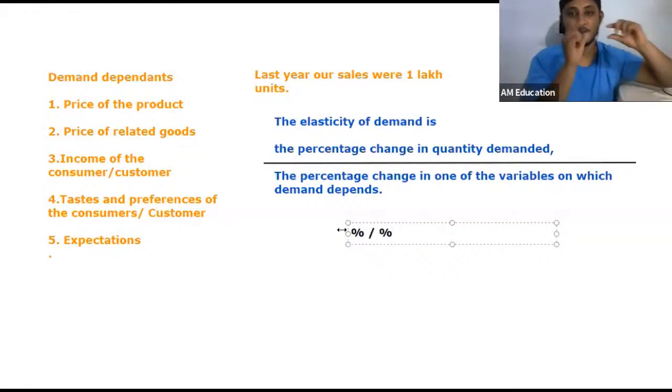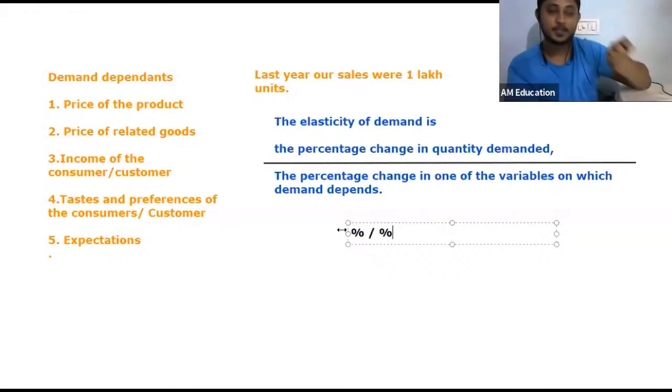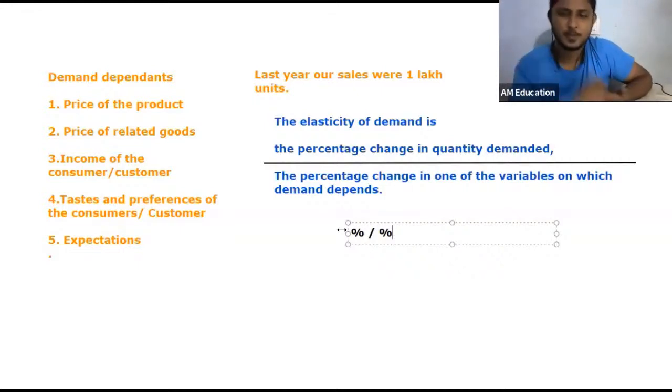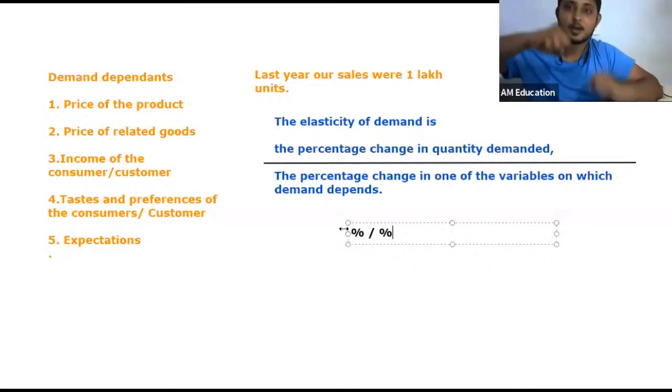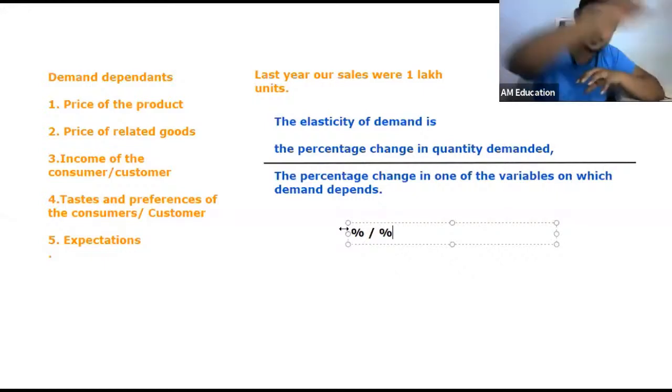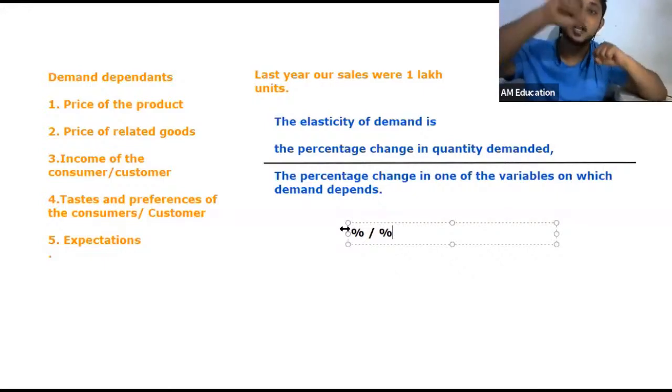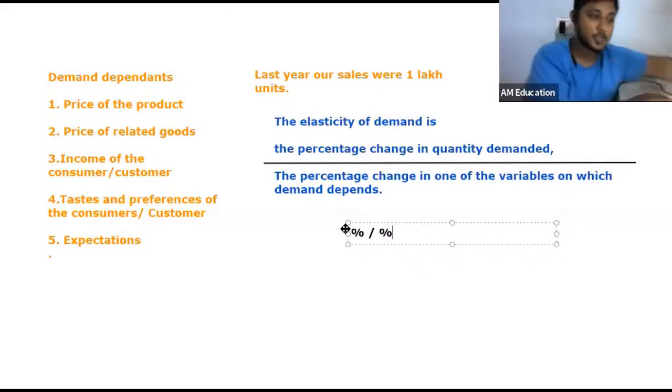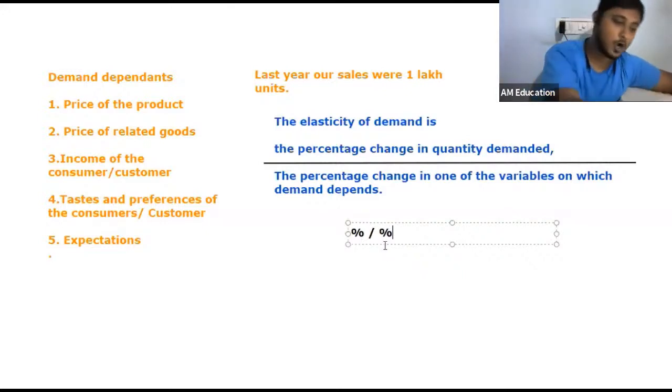So you also know the percentage change in the price. You take the percentage change in the variable. Assume one variable is price. So there's a change in the price. We find out the percentage change in the price first, and the percentage change in demand: original demand, current demand, original demand minus current demand by original demand into 100. So this percentage by this percentage is what?